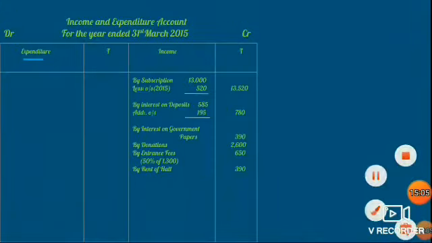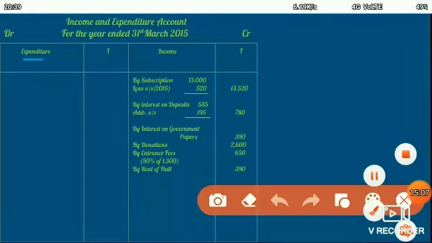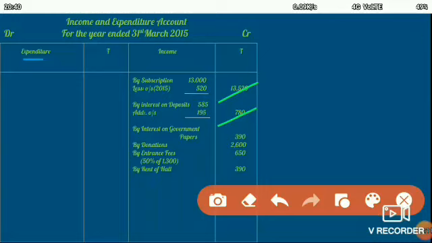So when we take them, this is how we enter it. Subscription is completed, interest on bank deposit is completed, then by interest on government papers is completed. Now you will write by donation 2600, by entrance fees 50% of 1300 is 650, and by rent of hall is 390.